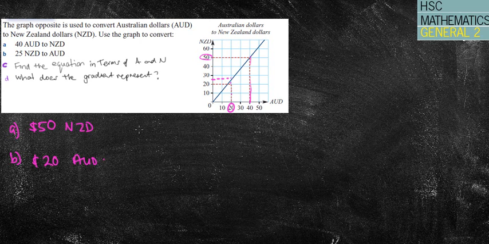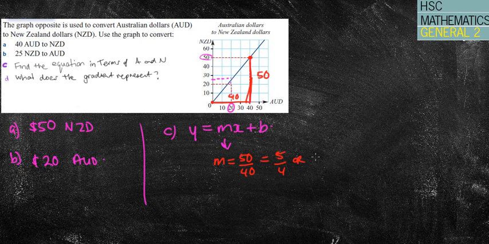Now I've added a couple of questions in here as well. For C, find the equation in terms of A and N. Well, y equals mx plus b. My gradient will be my rise over my run. So I'm going to look through here. I'm going to start at the 0 because that's nice on the point. I'm going to use this line here, and draw my big right-angled triangle, looking at my rise over my run. My rise is 50, my run is 40, so my m equals 50 divided by 40, which equals 5 over 4, or you could put it as 1.25.